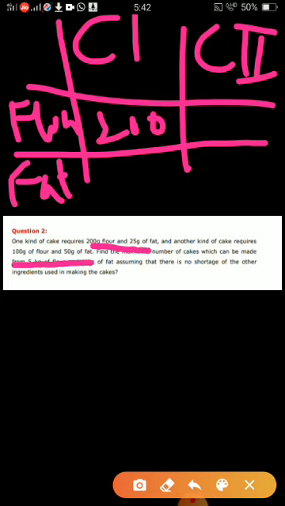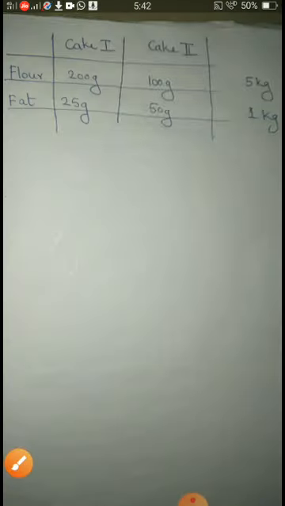First I am writing flour, the other is fat. So for the first kind of cake, flour is 200 gram and fat is 25 gram. Similarly, for the second kind we have 100 gram of flour and 50 gram of fat. Is this clear? Yes, that is what is written in the first statement, so I have written it here. Okay. Next, what is given: find the maximum number of cakes.